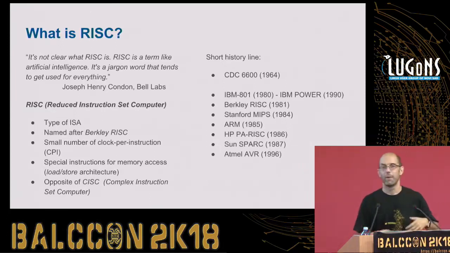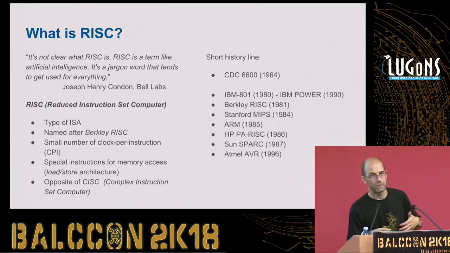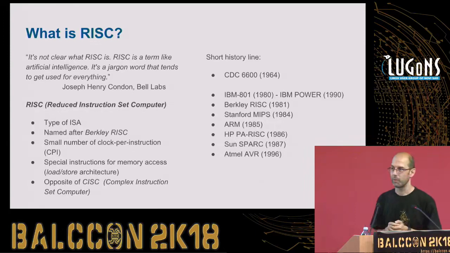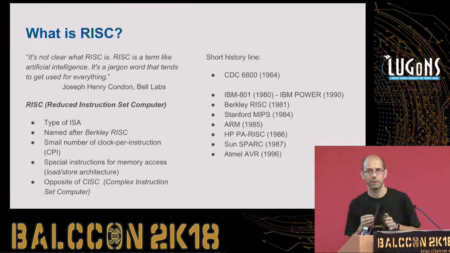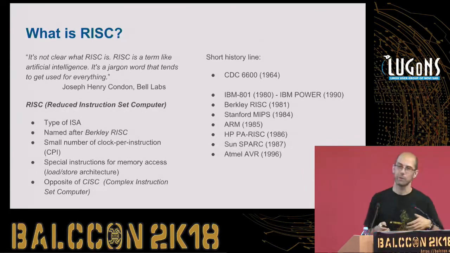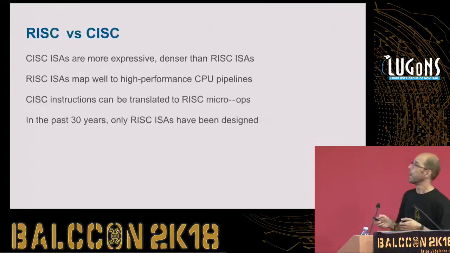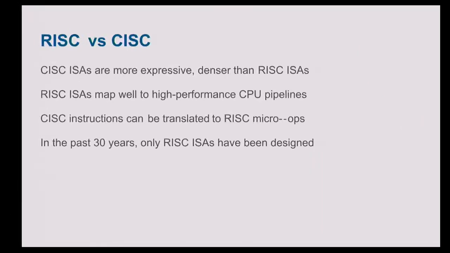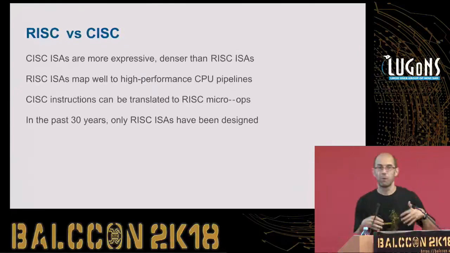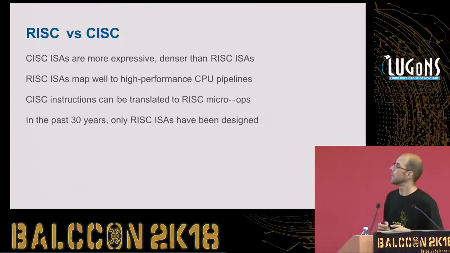Of course, once RISC was coined, RISC became the opposite of CISC. If RISC is reduced instruction set computer, then CISC is complex instruction set computer. Today, CISC ISAs are more expressive, more like higher-level languages because they can afford to be, which causes programs to be denser.